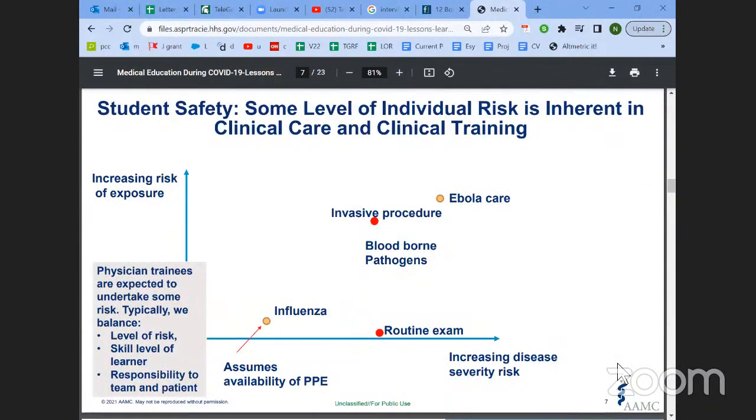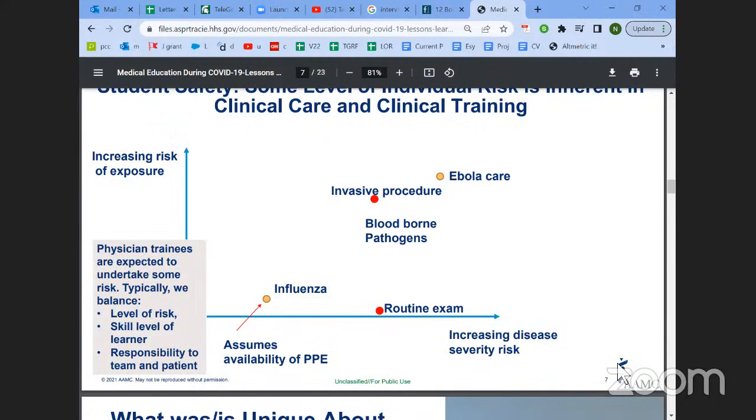So before we see how that pyramid has changed, let's look at the risks in clinical settings when you're training students. Even before the pandemic, there was some level of risk for med students in the clinical setting, and it depends on the level of the risk, the skill level of the learner, and the responsibility of the team and the patient.